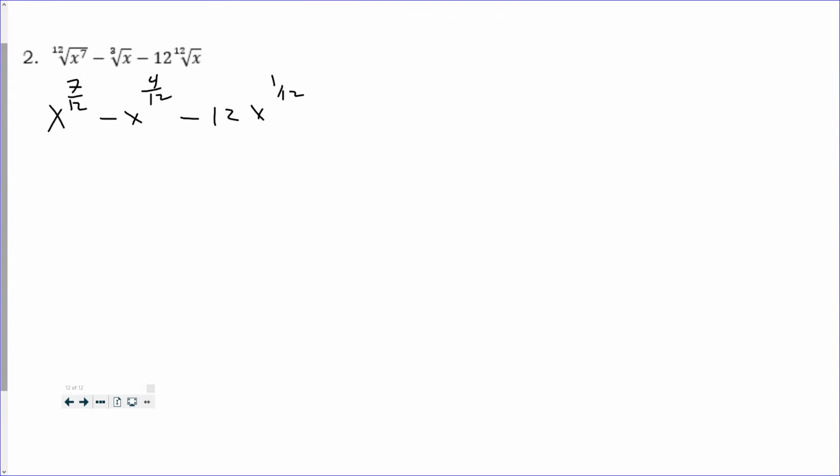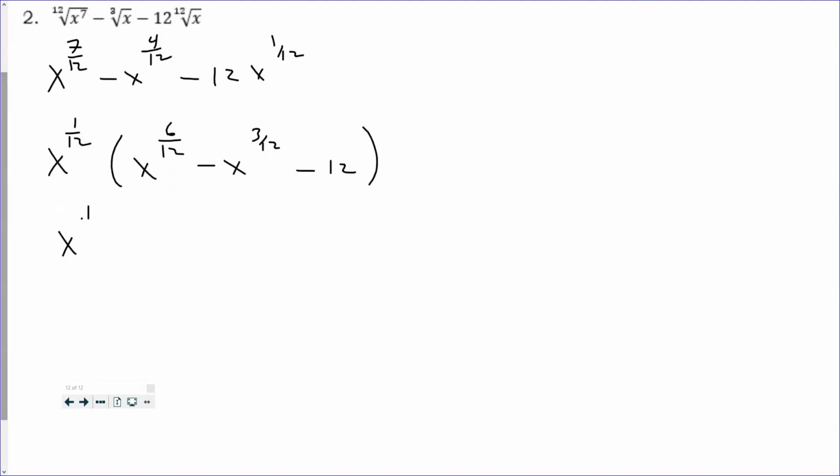And then when you're trying to figure out what to factor out, you want to figure out, well, which one has the smallest exponent? In this case, it is 1/12. So you can factor out an x to the 1/12, and you're left with x to the 6/12 minus x to the 3/12 minus 12. We can rewrite this as x to the 1/12 times x to the 1/2 minus x to the 1/4 minus 12.